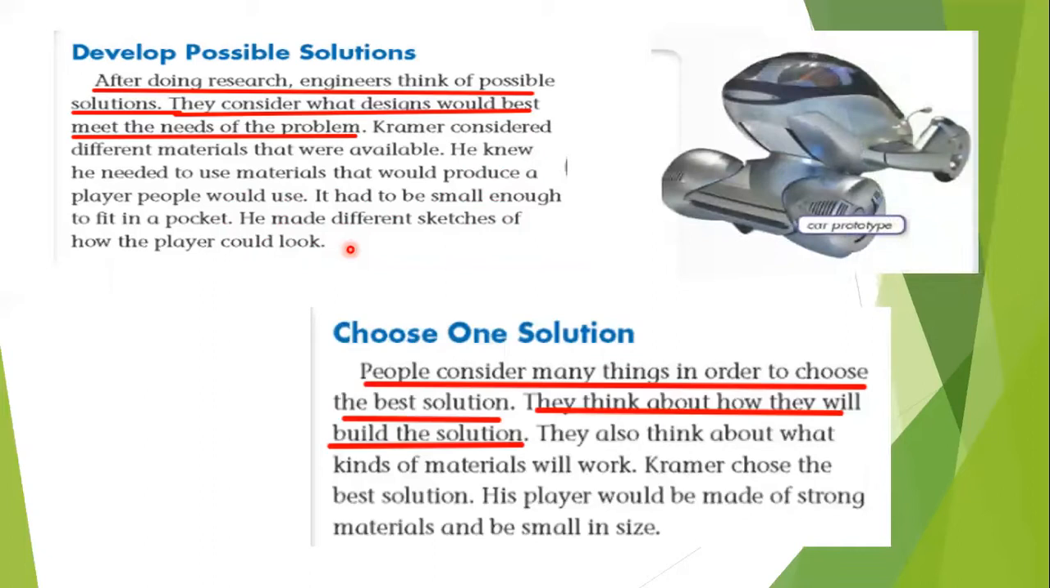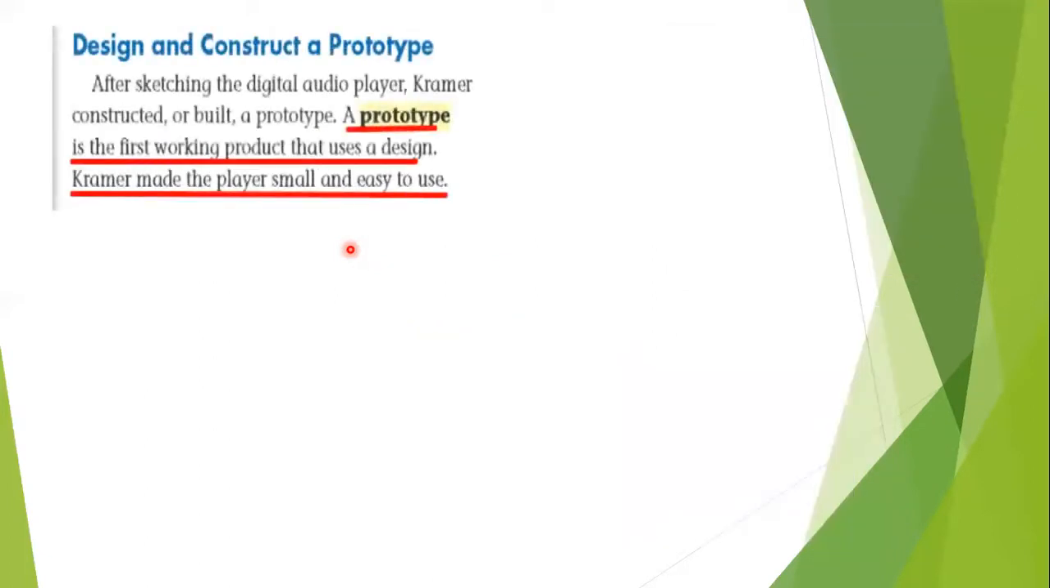This is a car prototype. It's important for design. Design and construct a prototype. After sketching the digital audio player, Kramer constructed or built a prototype. What is a prototype? Now I show you the picture of a car prototype. A prototype is the first working product that uses a design. Kramer made the player small and easy to use.